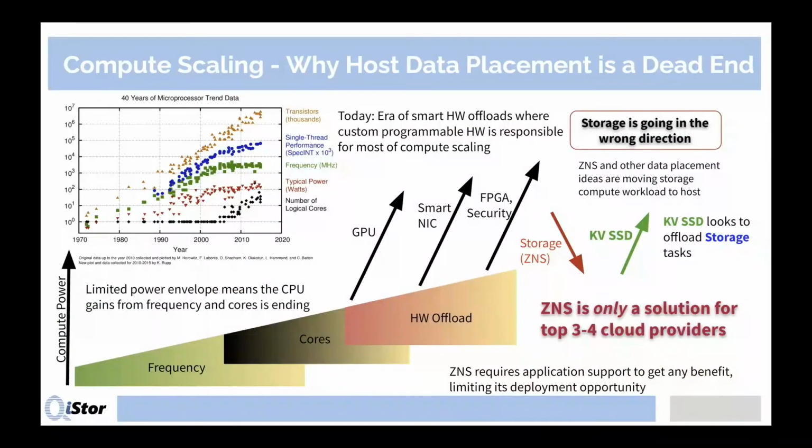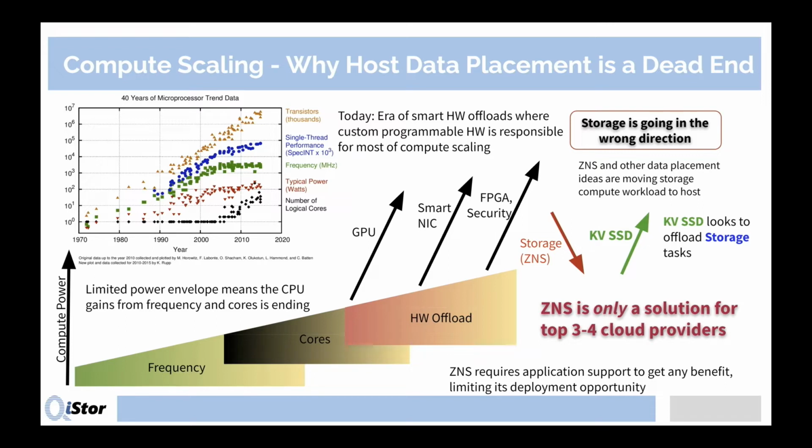So let's look at compute scaling, and why I think data placement is ultimately going to be a dead end. We're past the frequency era. We're no longer really scaling our compute capability by increasing frequency. There's always some amount of frequency increase, but we've kind of flattened out. And similarly with cores, we're pretty much at the end of adding cores. We now have CPUs with 128 cores. It's not going to scale. We're not going to scale our platforms by adding more cores at this point.